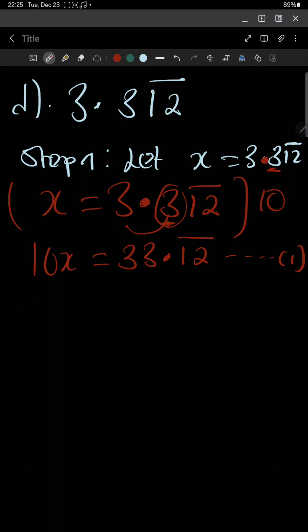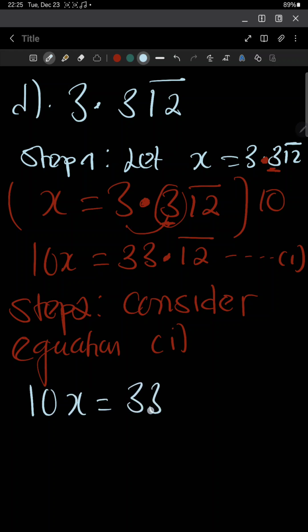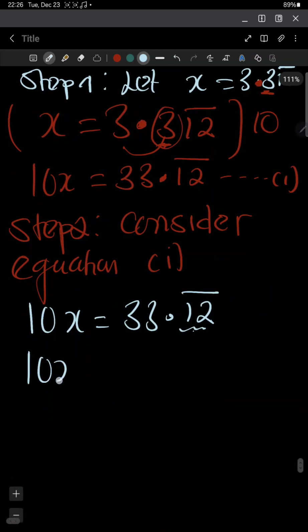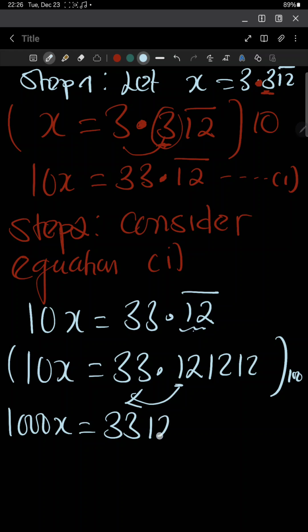For us to come up with equation 2, we'll say step 2, consider equation 1. So what is our equation 1? Write it in full. 10x is equal to 33.12 bar. Our target is to make sure that this 1, 2 comes to that side. So we'll write it as 10x same as 33.121212. We want this 1, 2, which is 12, to come this side. So I'll multiply by 100. So 100 times 10, it is 1000x is equal to 3312.12 bar. That is our equation 2.